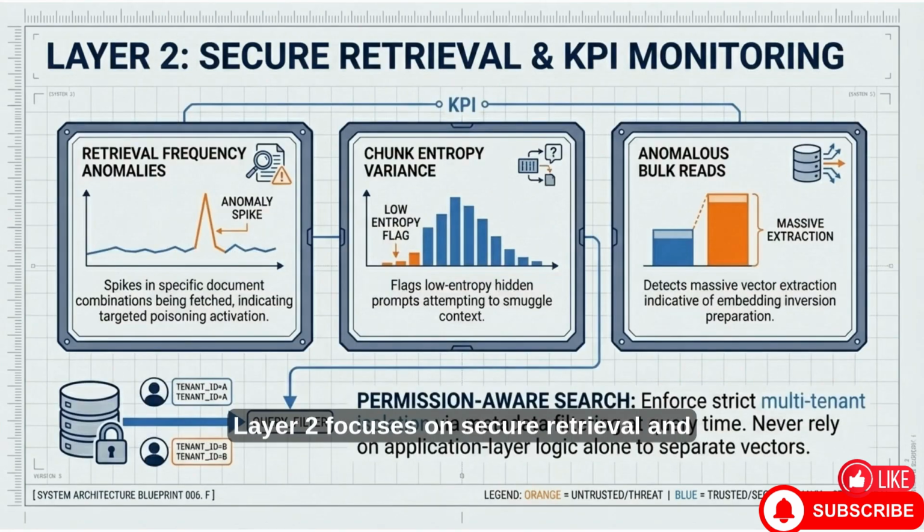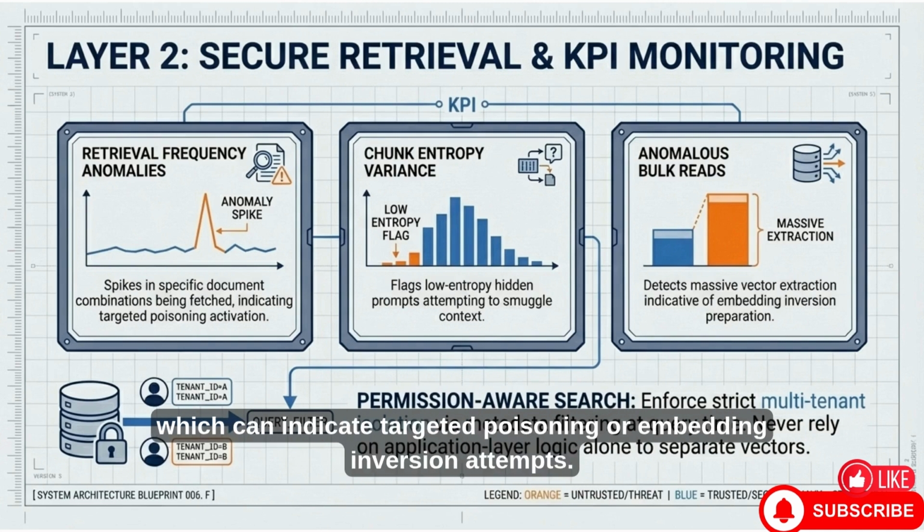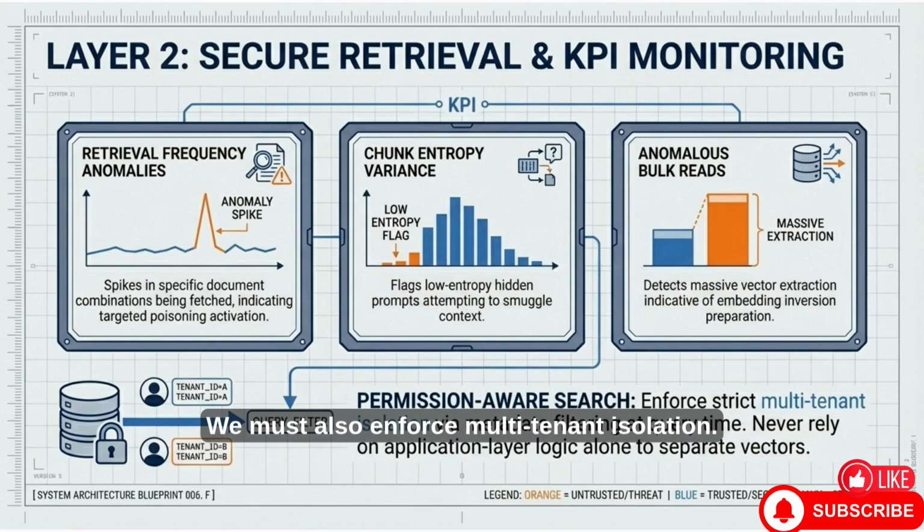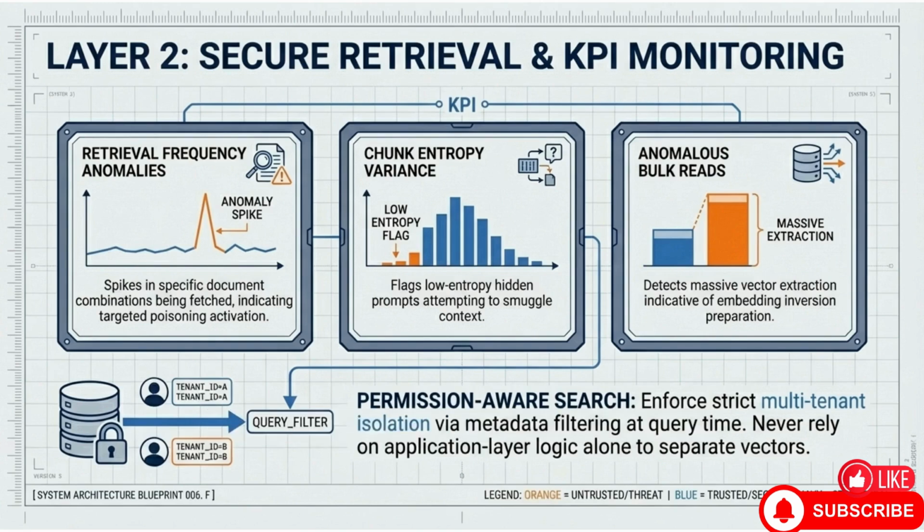Layer 2 focuses on secure retrieval and KPI monitoring. We monitor for retrieval frequency anomalies, chunk entropy variance, and anomalous bulk reads, which can indicate targeted poisoning or embedding inversion attempts. We must also enforce multi-tenant isolation.